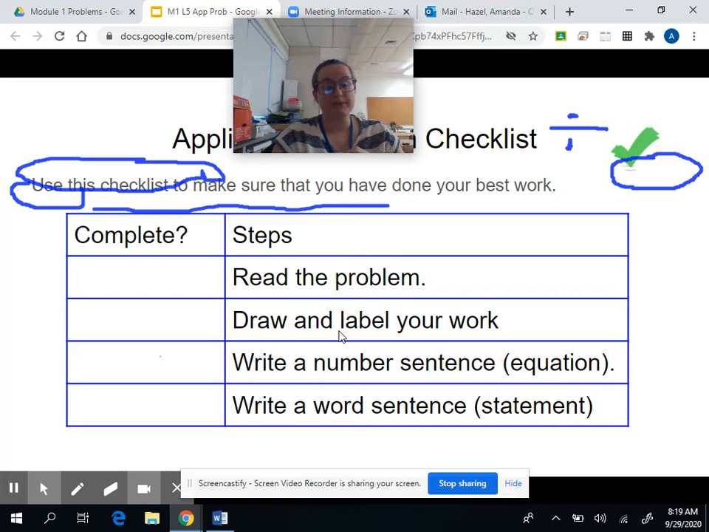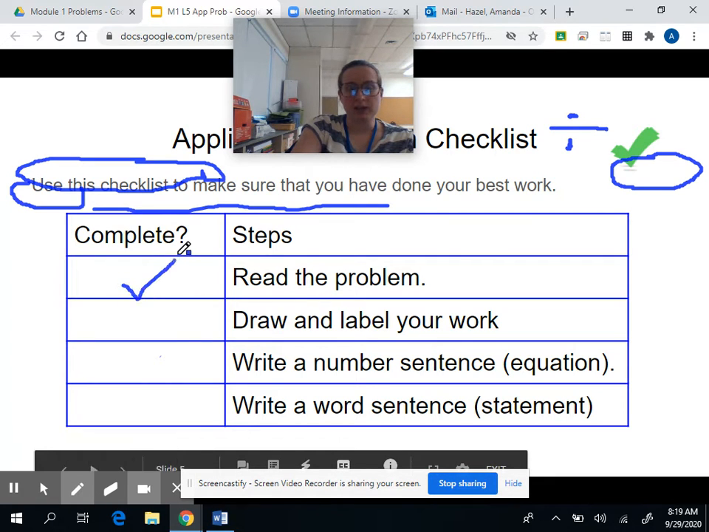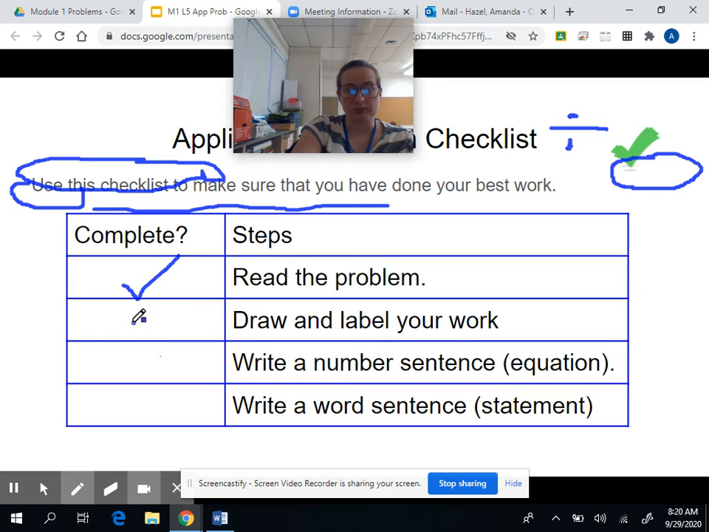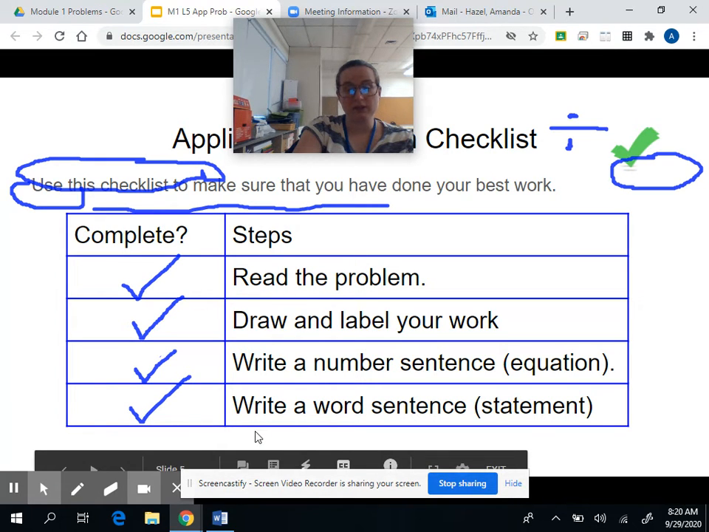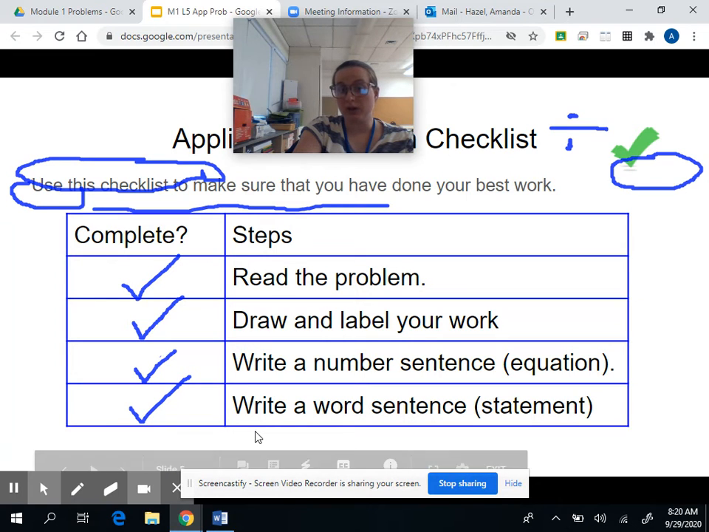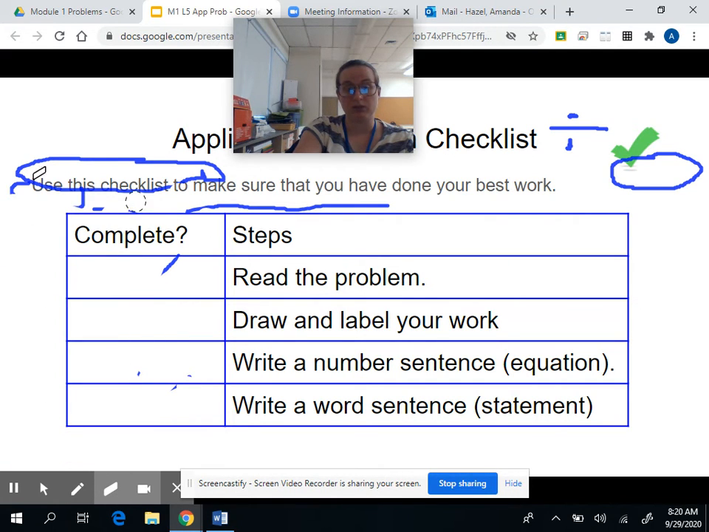Okay. If you are back with me, that means you think you are done with your problem. So you know that you're done if you have read it, if you drew and labeled your work, you wrote a number sentence, an equation, and you wrote a word sentence to answer the problem, right? Okay? So if you have not done all these things, I need you to hit pause and then come back when you have. If you have done all 4 of these steps, I want you to stay with me, okay? Because we're going to go over the problem together.